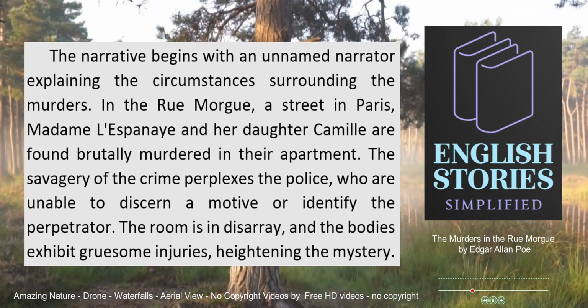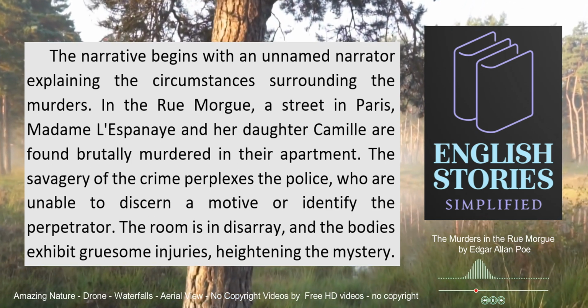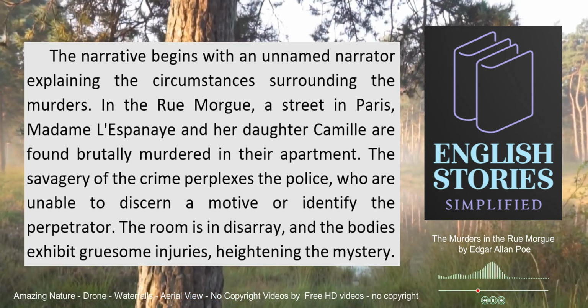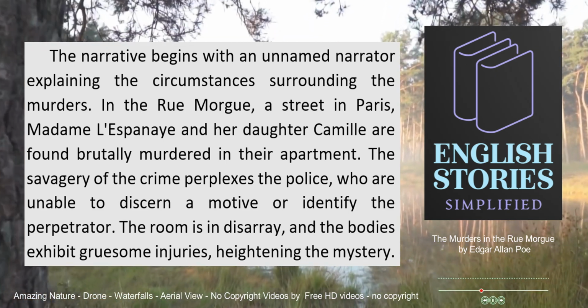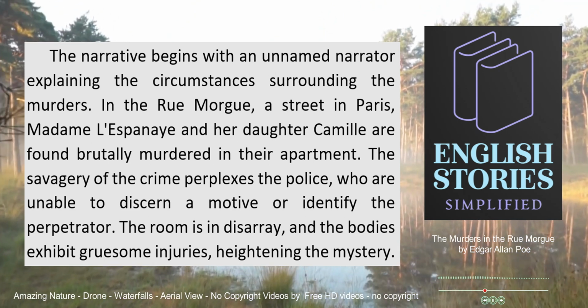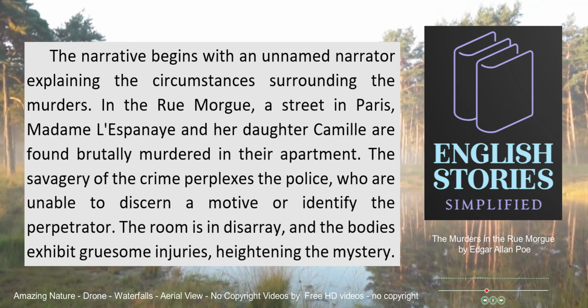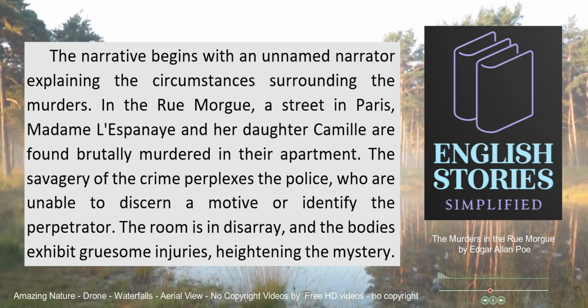The narrative begins with an unnamed narrator explaining the circumstances surrounding the murders. In the Rue Morgue, a street in Paris, Madame L'Espanaye and her daughter Camille are found brutally murdered in their apartment. The savagery of the crime perplexes the police, who are unable to discern a motive or identify the perpetrator. The room is in disarray, and the bodies exhibit gruesome injuries, heightening the mystery.